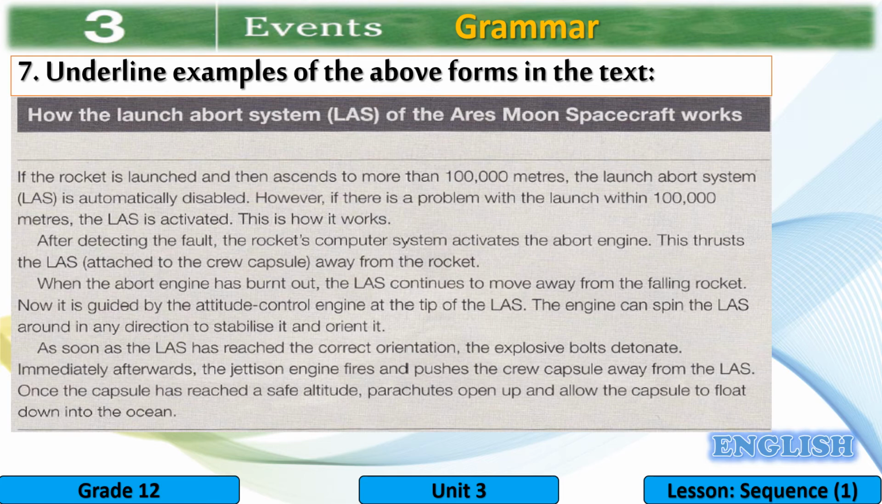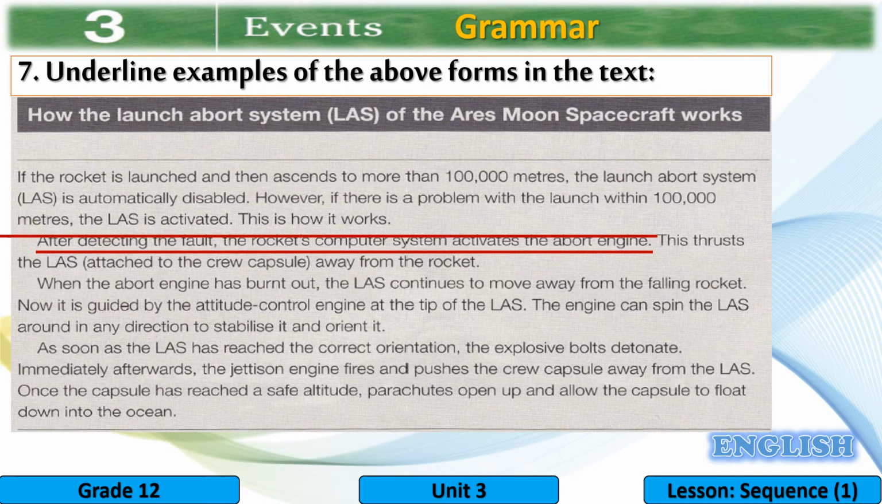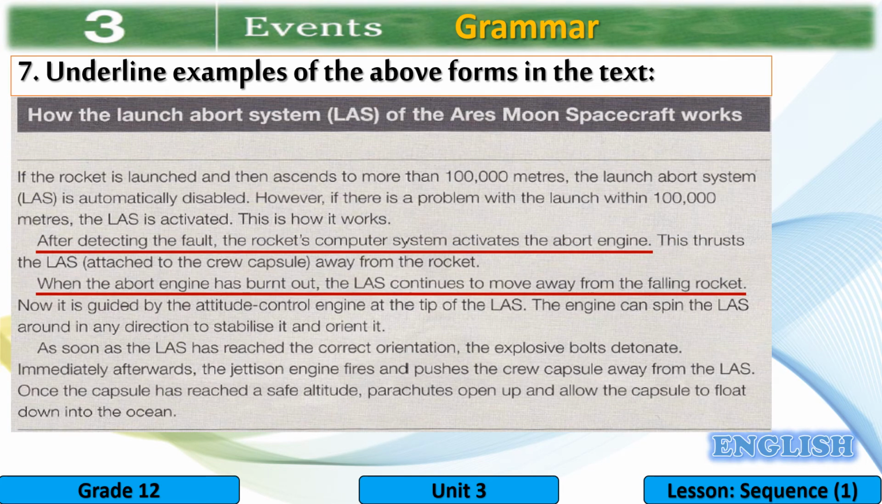Thank you so much. Let's check your answers now. The first example, after detecting the fault, the rocket's computer system activates the abort engine. In this sentence, the two clauses were having the same subject, the rocket's computer system. Now, another example, when the abort engine has burnt out, the LAS continues to move away from the falling rocket. In this sentence, we have two different subjects, the abort engine and the LAS.